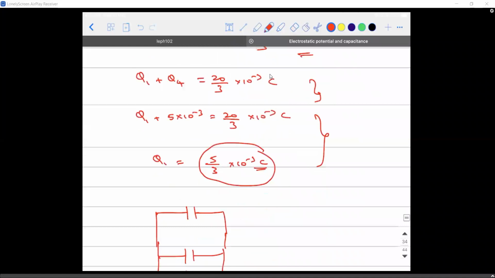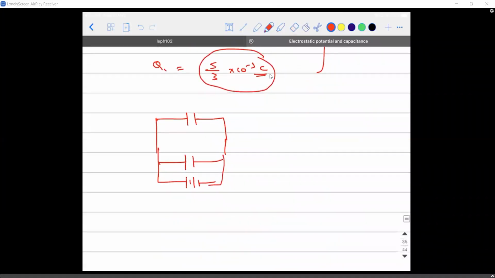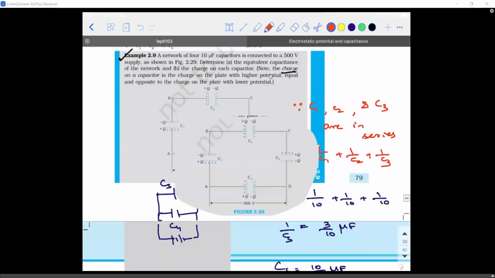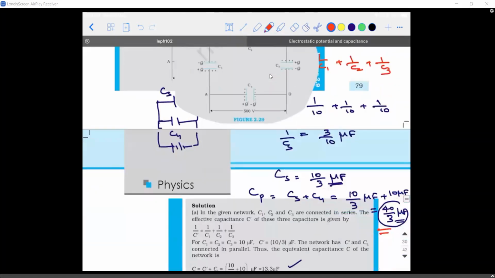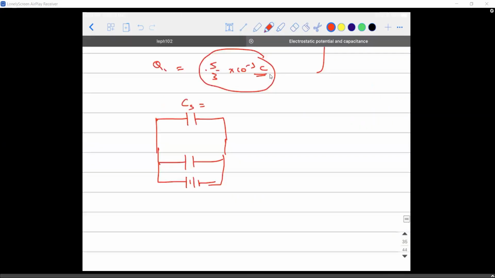Okay, so the other method is, see, this is the value of CS. You guys remember this? What is the value of CS that we got? We have already derived it. Is it not 10 by 3 microfarad? Yes, sir. C4 is how much? It is 10 microfarad.